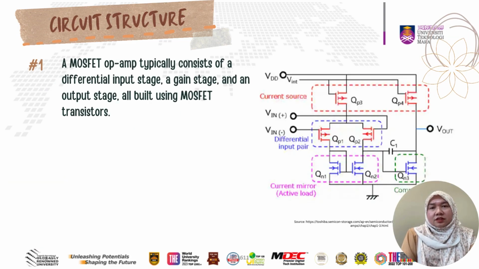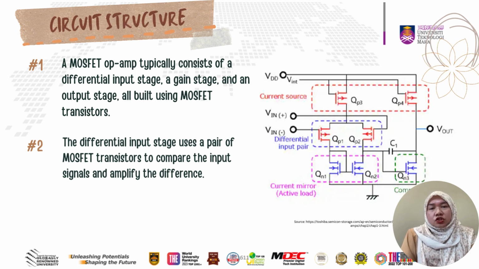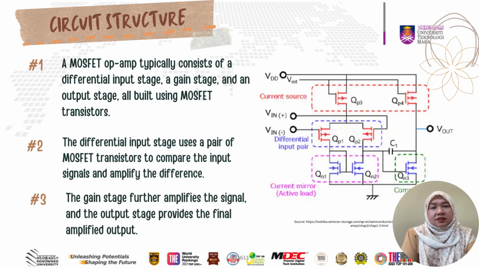Now let's see the circuit structure of an operational amplifier or op-amp. A MOSFET op-amp typically consists of a differential input stage, a gain stage, and an output stage, all built using MOSFET transistors. The differential input stage uses a pair of MOSFET transistors to compare the input signals and amplify the difference. The gain stage further amplifies the signal, and the output stage provides the final amplified output.